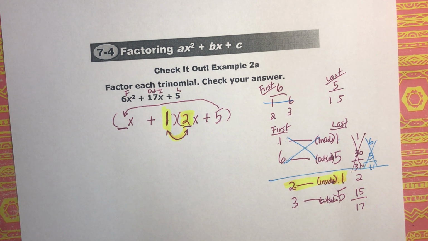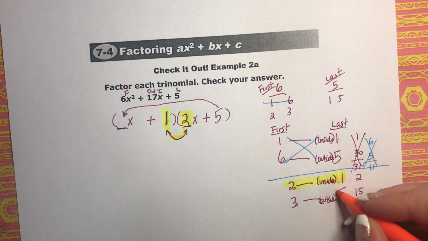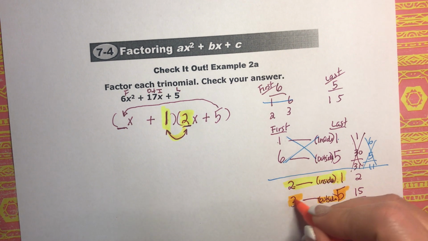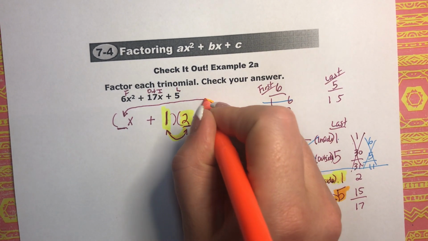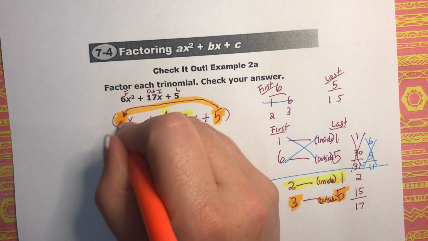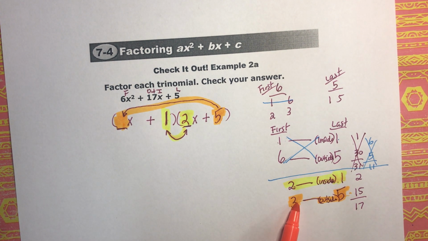And then this one, 5, is going to go on the outside. The 3 is going to go on the outside. So here's my 5, right? That's on the outside. And this number is going to go right in front of here, which is 3. So the 3 is going to go there.